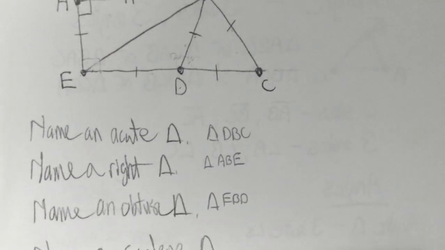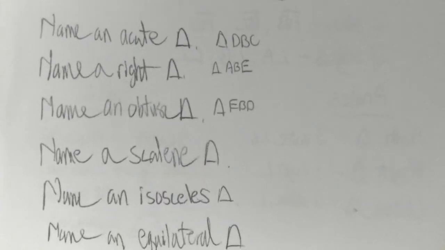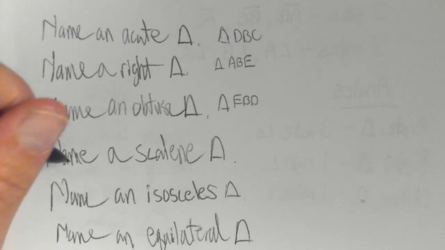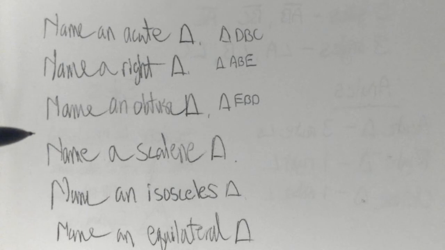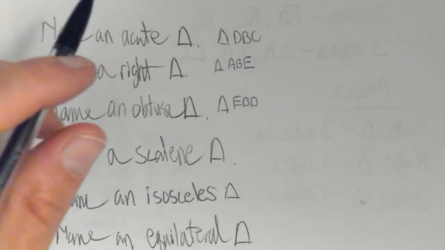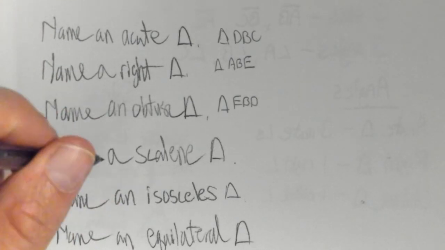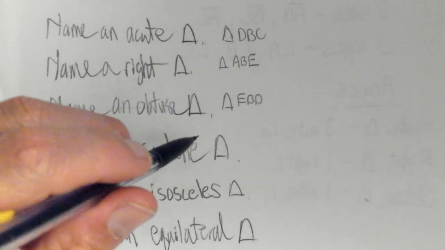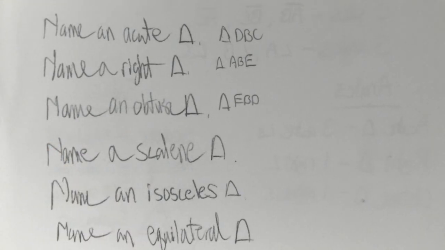Now we shift gears and attempt to classify triangles on here by their sides instead of their angles. So we've got name a scalene triangle. Now, don't forget what the definition of a scalene triangle is. It's going to be that all of the sides are the same. I just said that wrong. A scalene triangle is one where all the sides are going to be different.